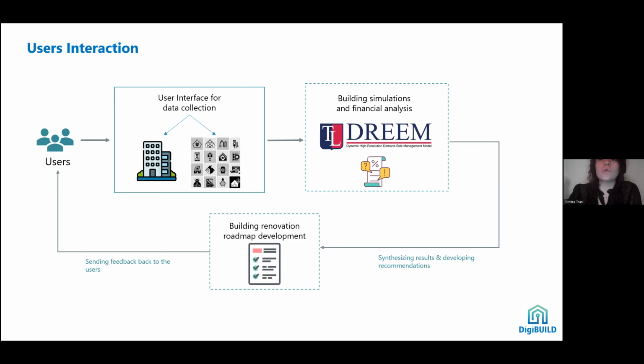Afterwards, what we do is synthesize the results and develop recommendations. We see which of the measures are cost effective and which have very high energy saving potential for the users. And then we synthesize all these results into a building renovation roadmap. In this roadmap, not only the results but also the funding options that the user can use, and how much it will cost them or how much it will save them, will be included.